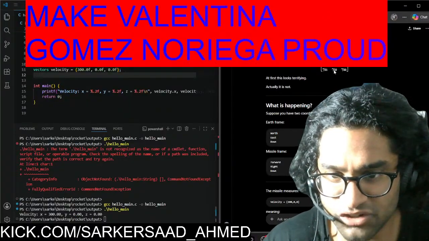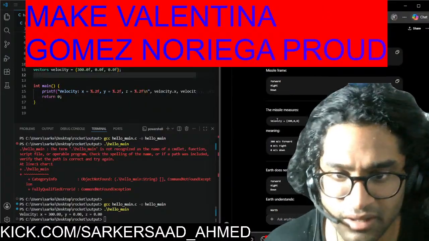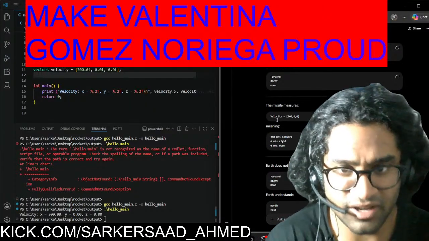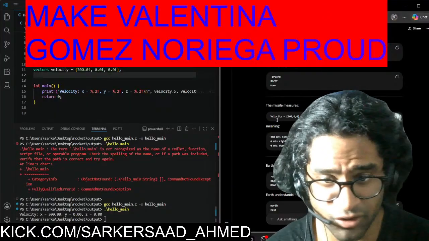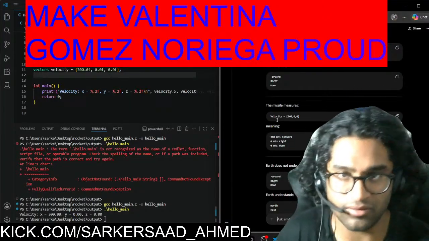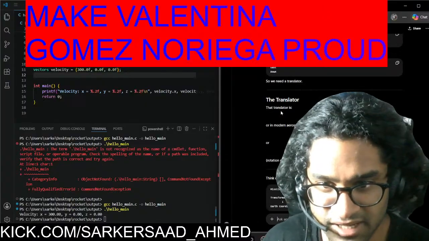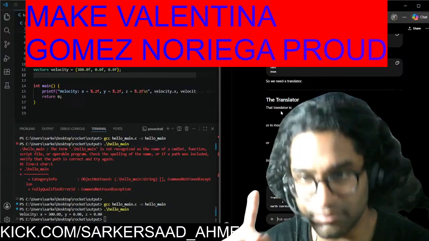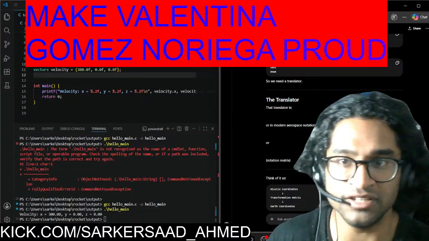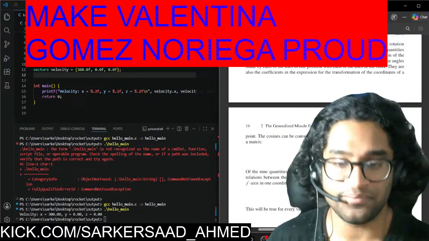The missile measures the velocity, meaning 300 meters per second forward, 0 meters per second right, and 0 meters per second down. The Earth will not understand forward, right, down. Earth will only understand north, east, and down. So we need a translator. One question before that, what is going on? So the translator is gamma. Okay, that makes sense.